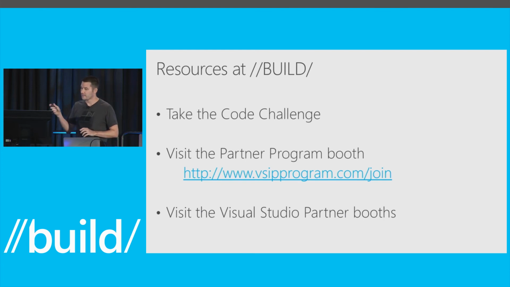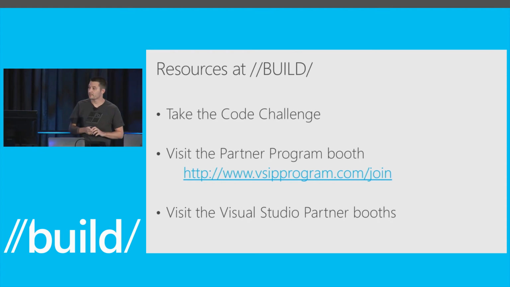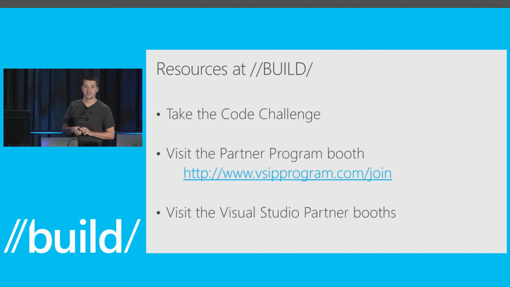So that's there. If you're interested in playing with the extension stuff for VSO, it's currently in private preview. If you join the VS Partner Program, you'll get early access to the VSO extensions capability. So if you go to vsipprogram.com/join, or you can just walk over to their booth. There's also a bunch of Visual Studio partners. Do you have any Visual Studio partners here? A few. So there's booths, third floor, near the Microsoft booths. You can see a lot of these tools that have been developed, plus you'll be able to see some of these VSO extensions that have also been developed.